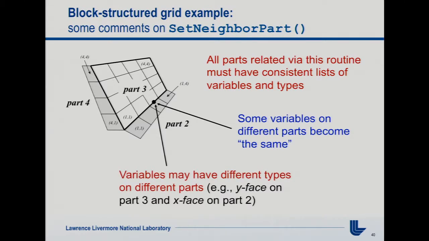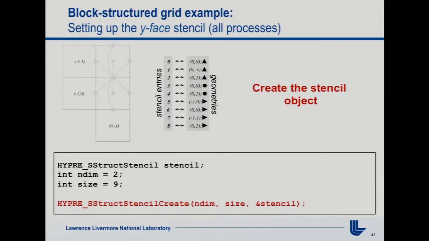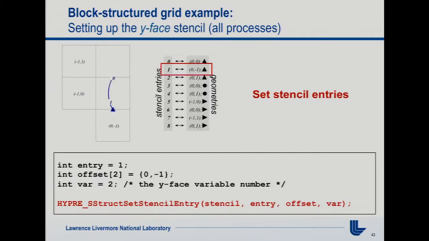Another thing to notice is that some of the variables might have different variable types on different parts. So in this case, for example, this variable right here is a y-face variable on part 3, and it's an x-face variable on part 2. This is another thing that HYPRE will take care of internally and deal with. We also have stencils here. I won't go through it. It's basically the same as the previous one. The only difference is that when we call this setEntry thing, we have to tell it the variable we're coupling to.